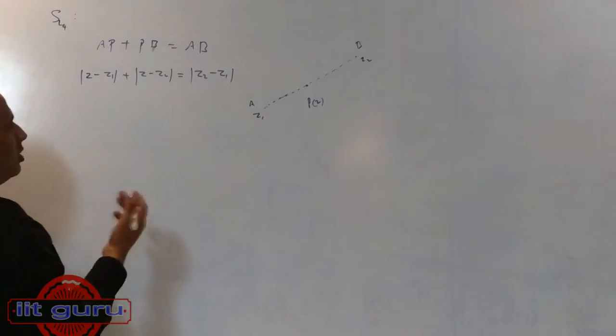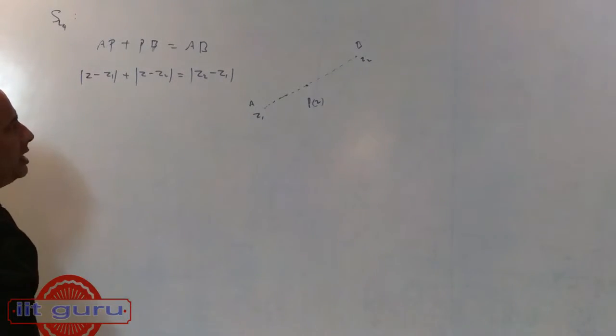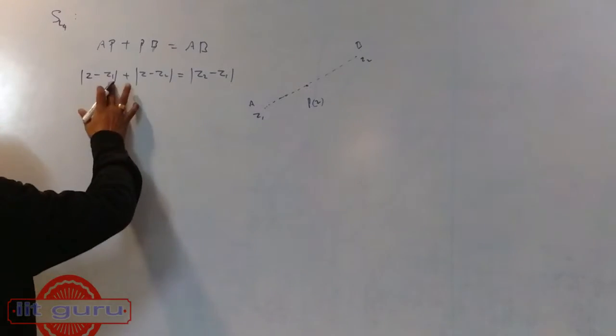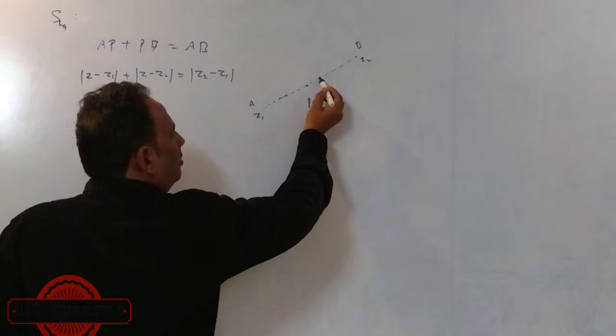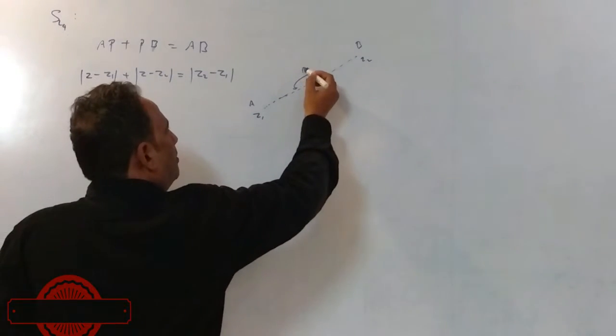So look at this point. This is also a way to represent the straight line equation in complex numbers. And if you check the argument between these two, this is pi.